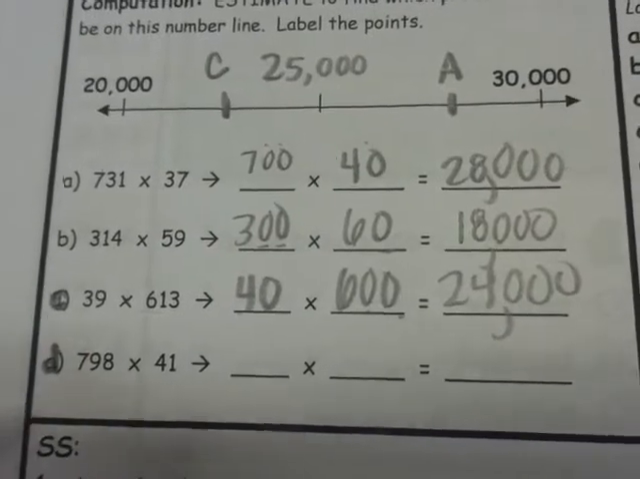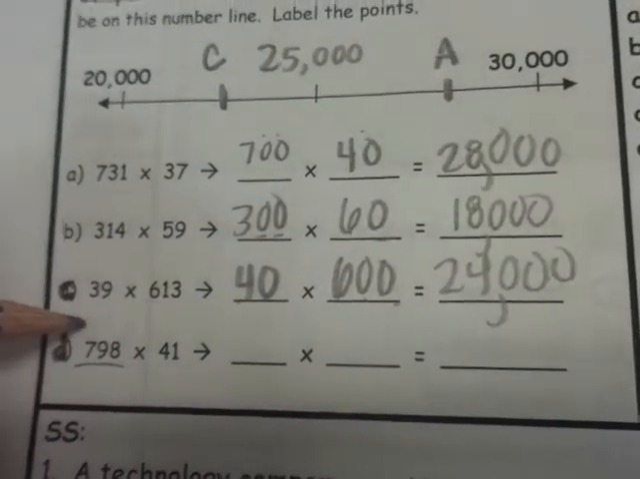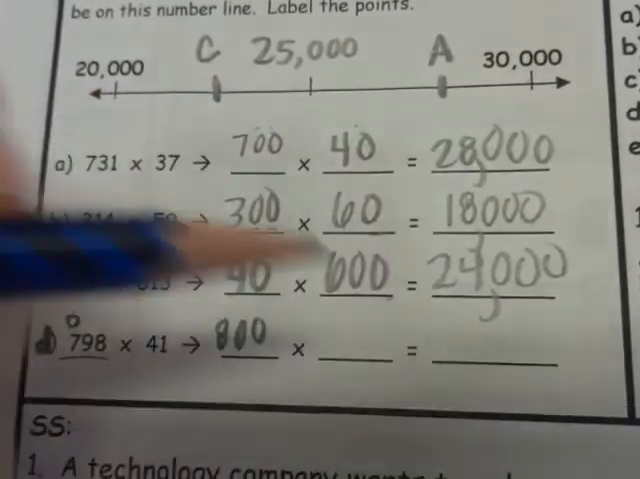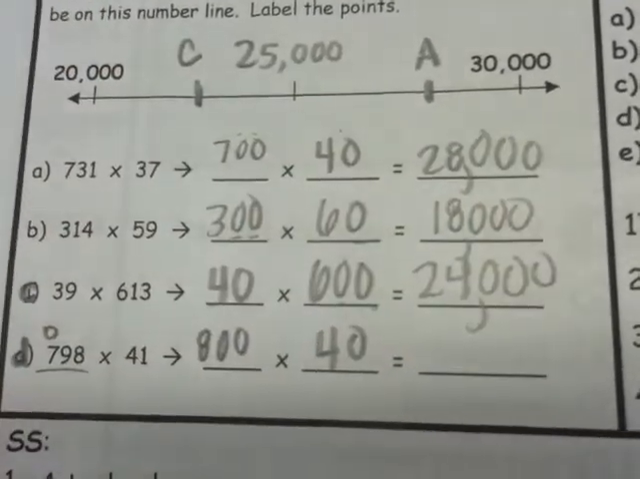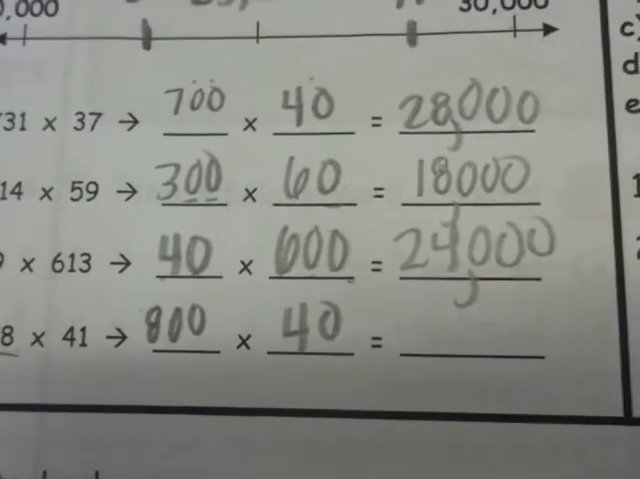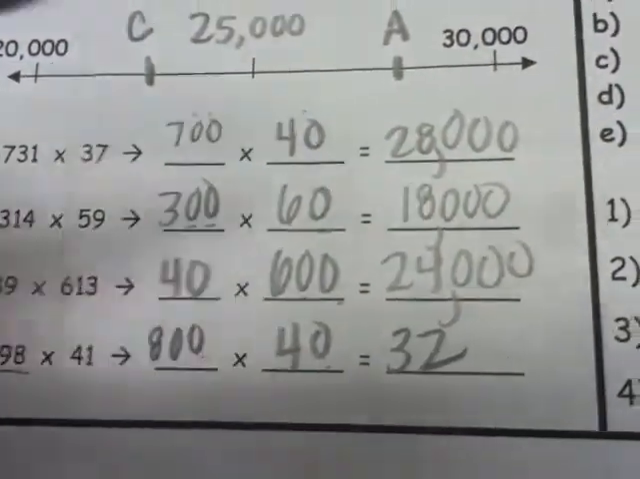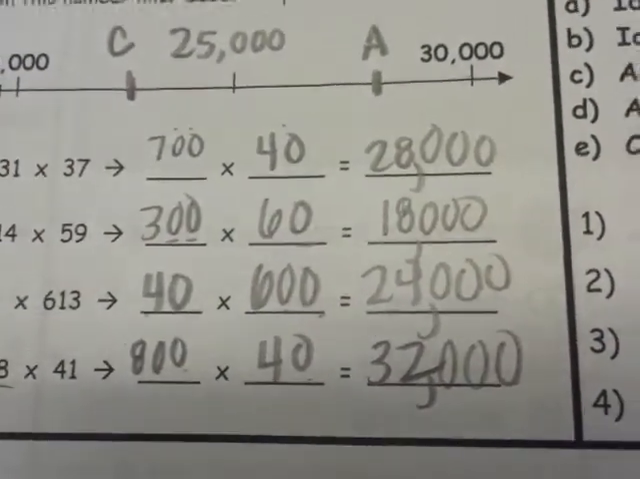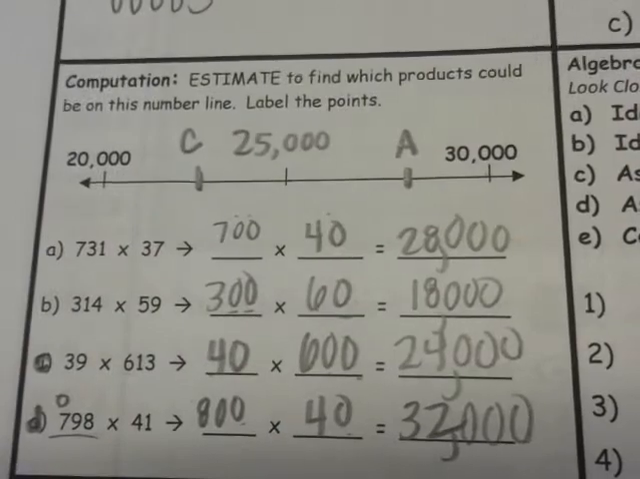798 times 41. Well, 798 is closer to 800. 41 is closer to 40. When I multiply those two, 8 times 4 is 32, and then I have 3 zeros, 1, 2, 3. That equals 32,000. That won't go on my number line either.